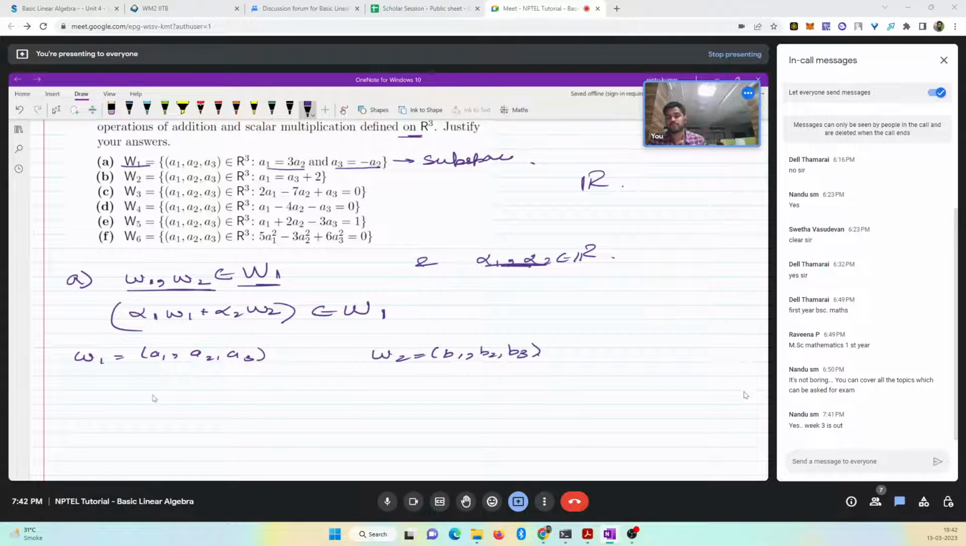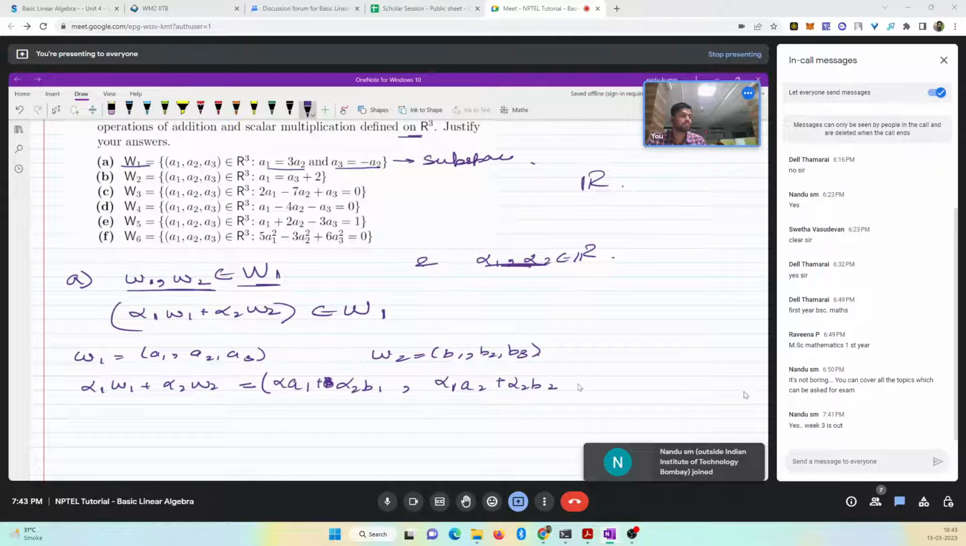Now, what we can do is take alpha 1 W1 plus alpha 2 W2. How would the element look now? The element would look like alpha 1 A1 plus alpha 2 B1, comma, alpha 1 A2 plus alpha 2 B2, comma, alpha 1 A3 plus alpha 2 B3.